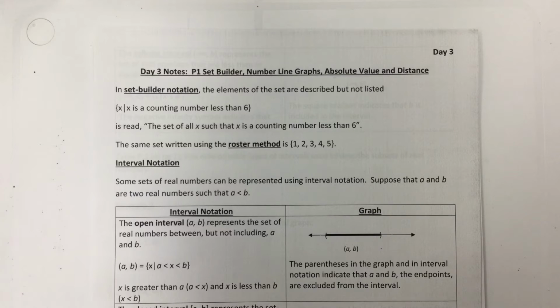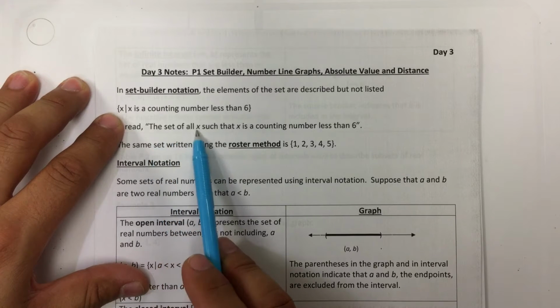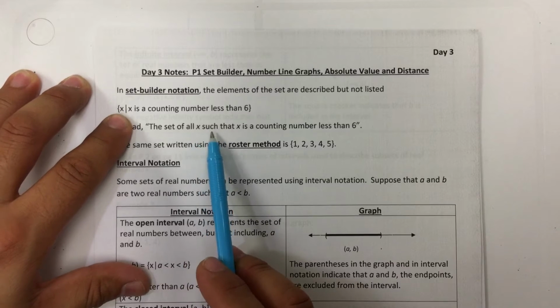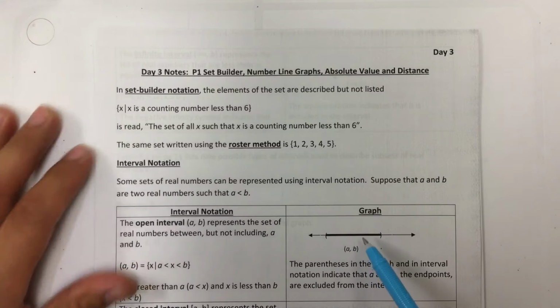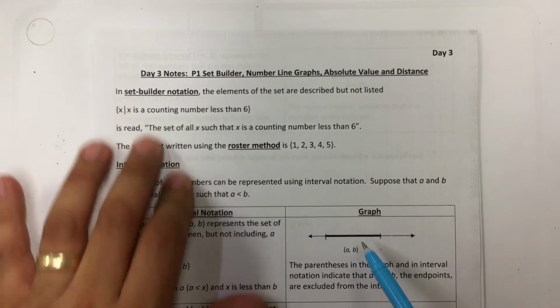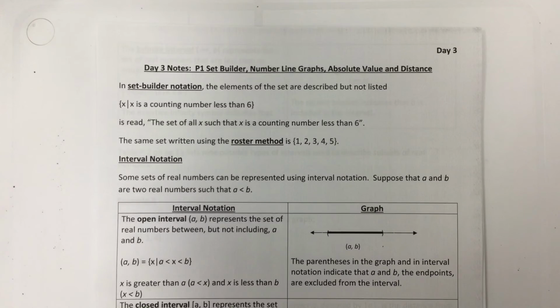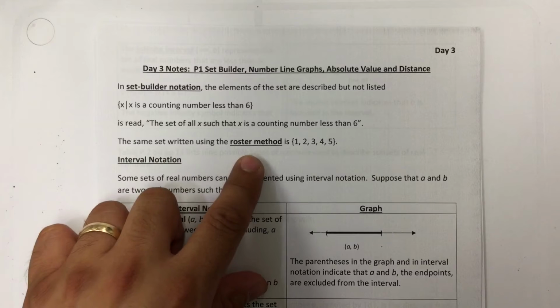All right, so the first sentence says, in set builder notation, the elements of the set are described but not listed. So we have a statement here, and mathematically how you read it is like this: the set of all x, and this line means such that, x is a counting number less than 6. That is how we read this notation. Now you can write this as a list of numbers, and it's going to be the same set written using the roster method.